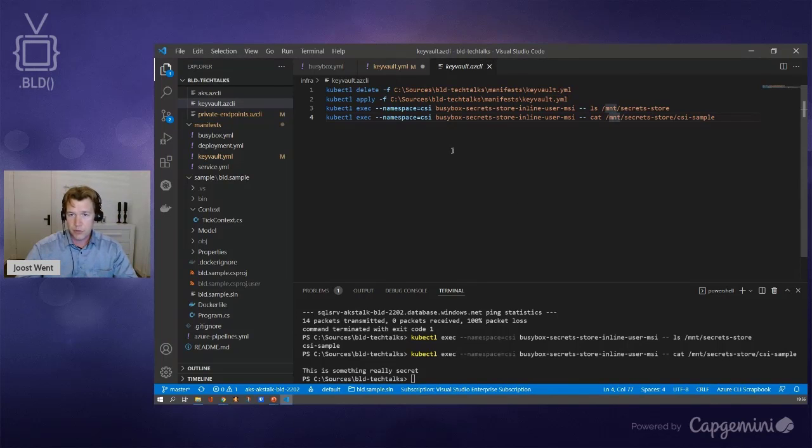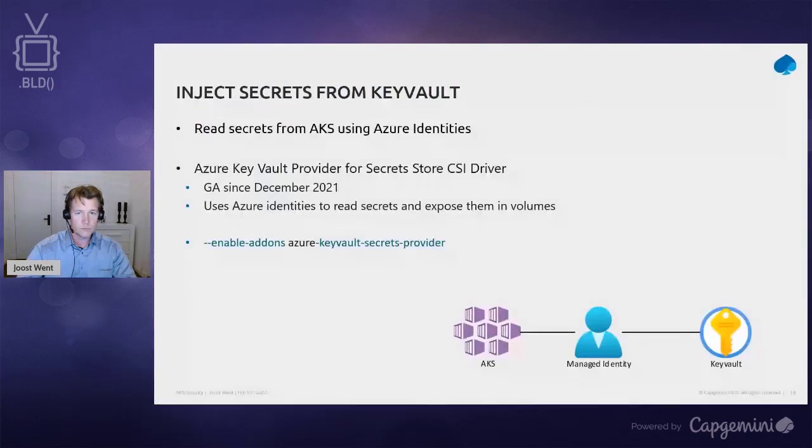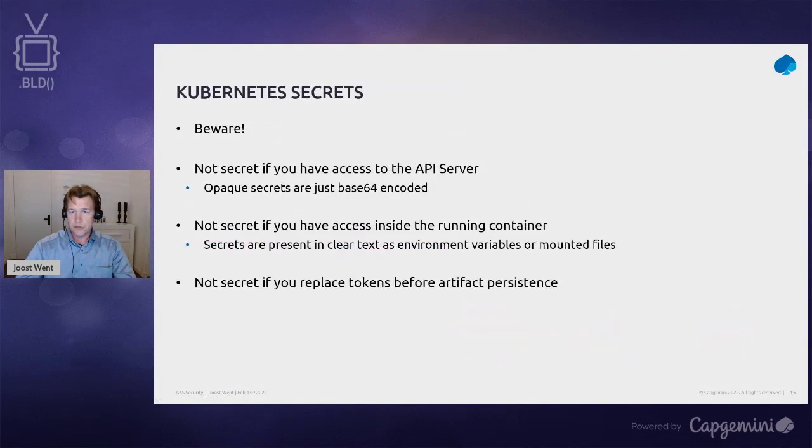You can refer to a CSI driver, and the CSI driver will fetch the key vault stuff for you. And this also means that you don't have to persist your secrets in your Git repository. So very cool. You still have to beware. Secrets are not secret anymore if you have access to the API server.